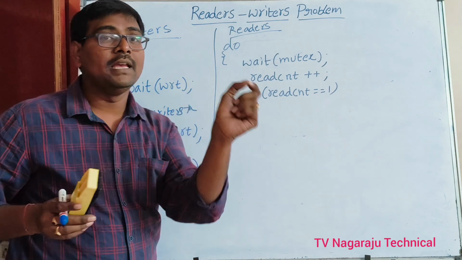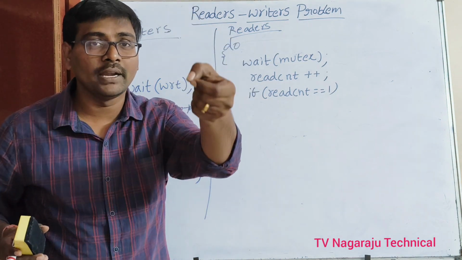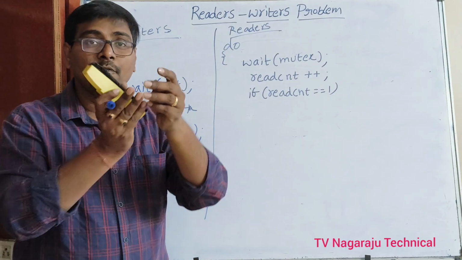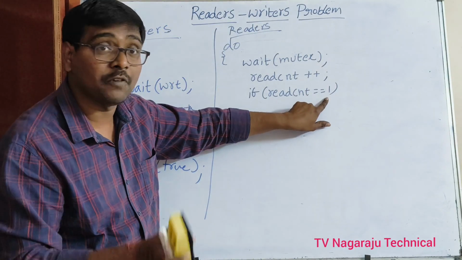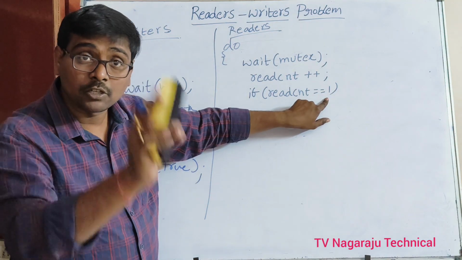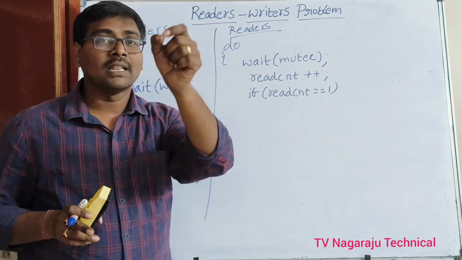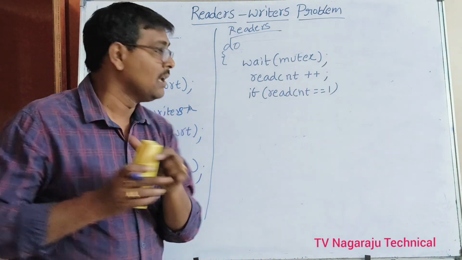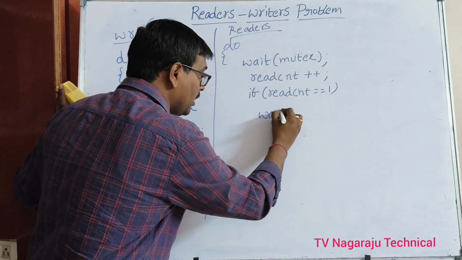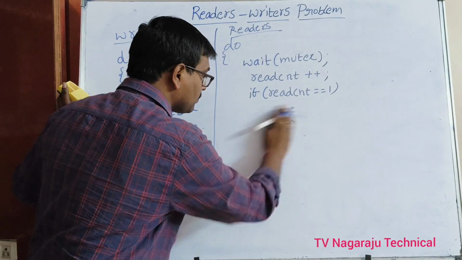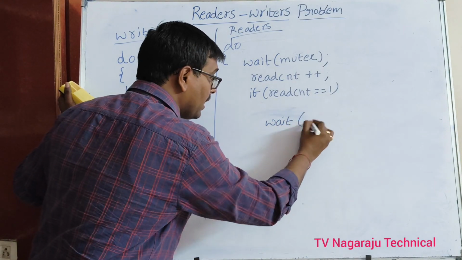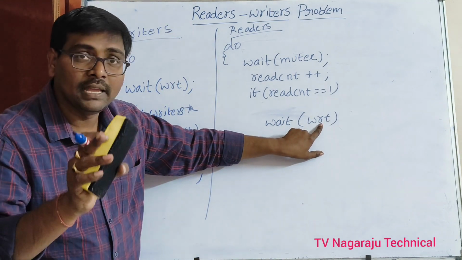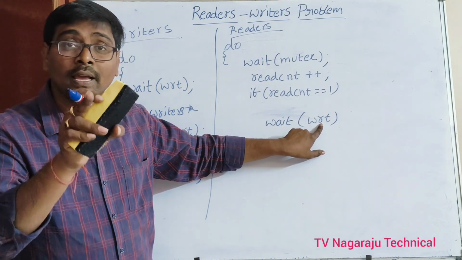In the sense, if he is the first reader that wants to enter into the critical section, then what you need to do? Before entering the critical section, if he is the first person, you need to check whether the critical section is already occupied by the writer or not. For that reason, you need to check wait of WRT. Understand?